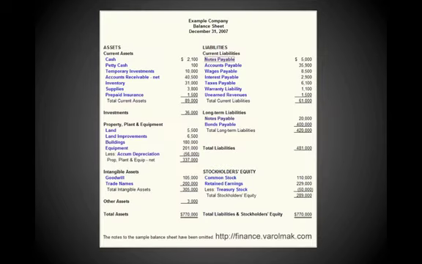In the second slide, we are presented with a balance sheet. The main purpose of a balance sheet is to show the financial position of a business at any given time. There are 2 main components of a balance sheet. They are the assets and liabilities.